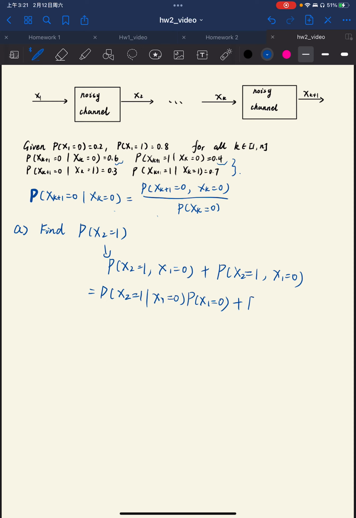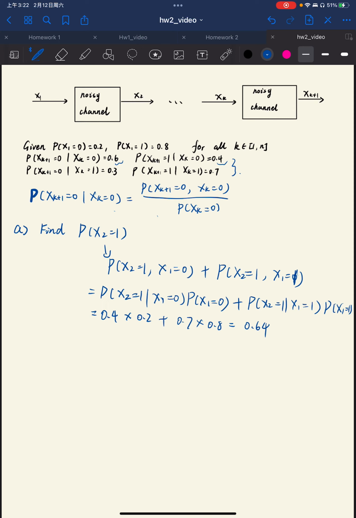And next one, similarly. Oh, this one is 1. So it is equal to 0.4 times 0.2 plus 0.7 times 0.8. It equals 0.64.